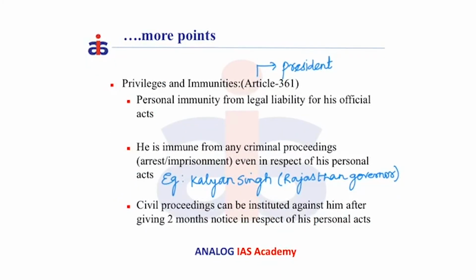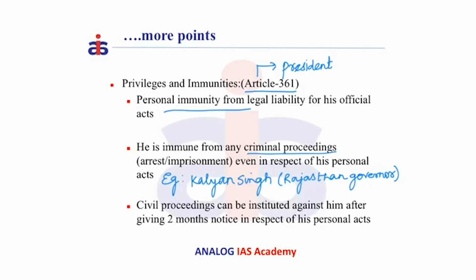Now, let us look into the privileges and immunities for a governor. These are dealt with under Article 361 of the Constitution. The same article deals with the privileges for the President as well. He is personally immune from legal liability for his official acts. That is, he cannot be held accountable for any of the acts committed during his term as governor. He is immune from any criminal proceedings in respect of his personal acts. That is, he cannot be arrested or imprisoned during his term as governor.